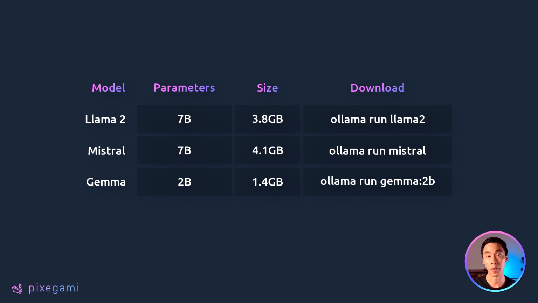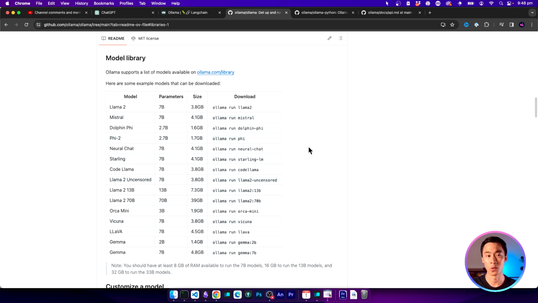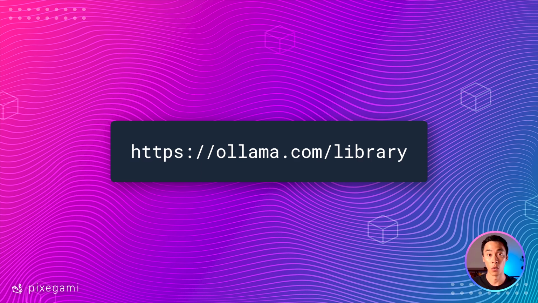Here's some examples of popular LLM models. There's Llama 2, which we just used, Mistral, and Gemma. If you want to see a full list of all the models available, you can find them under the model library on the official GitHub repo. Or you can find even more information on the library page of the official Ollama website.